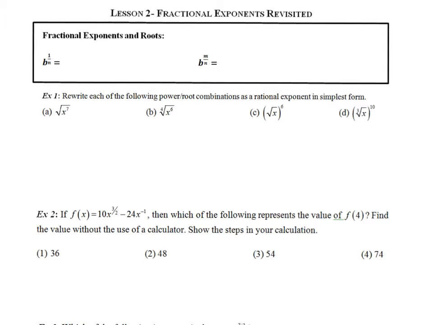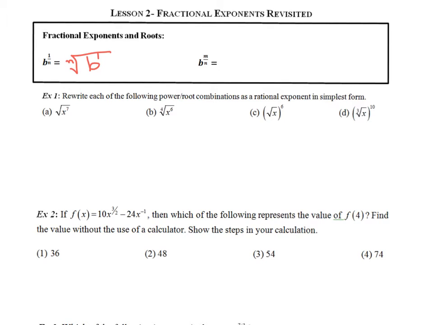So recall that when I have an exponent of 1 over n, any base raised to the 1 over n can be rewritten as the nth root of b to the first power. I don't have to put that first power in, so it's just the nth root of b.